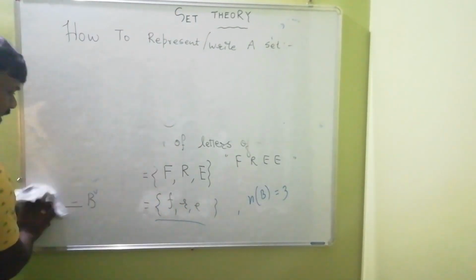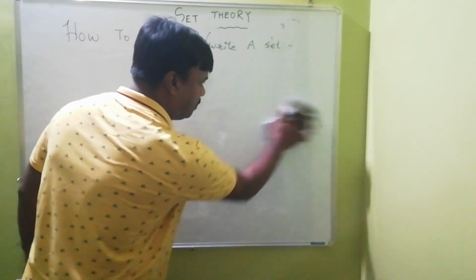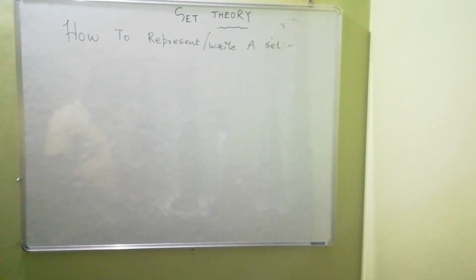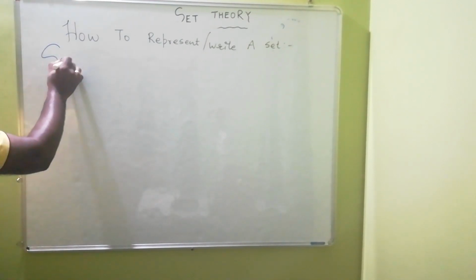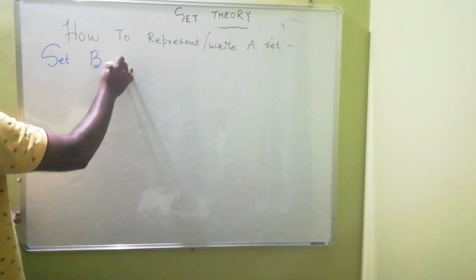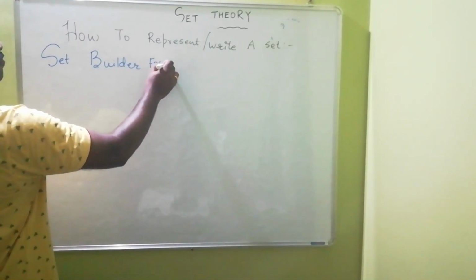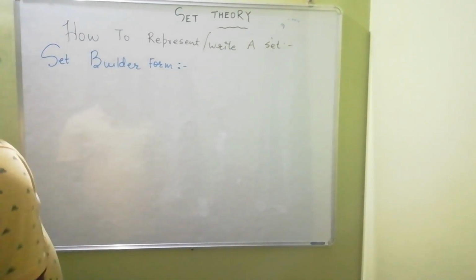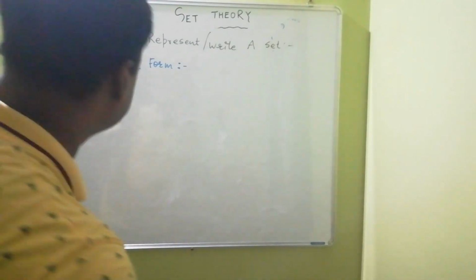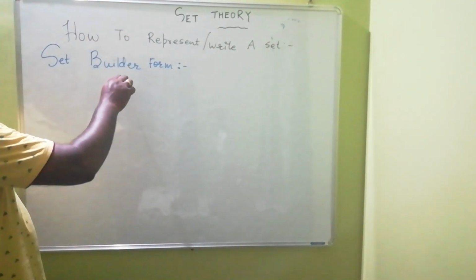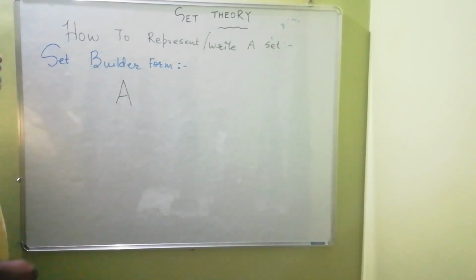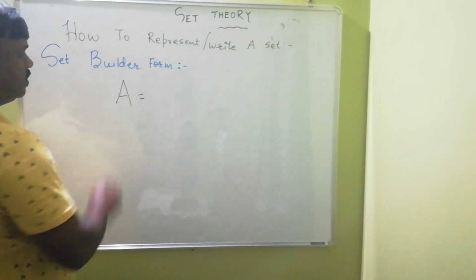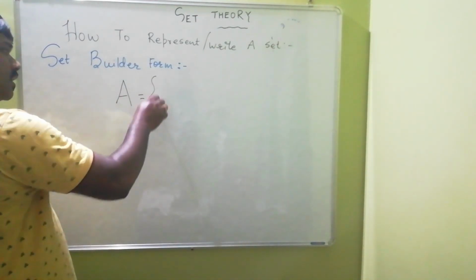So let us see how to represent in set builder form. So our next method is set builder form of writing the elements of a set, or describing a set. See, first of all, we all know one thing, that a set is represented by capital letters of the English alphabet. Suppose A is any set, we will write A and then we will put a curly bracket.